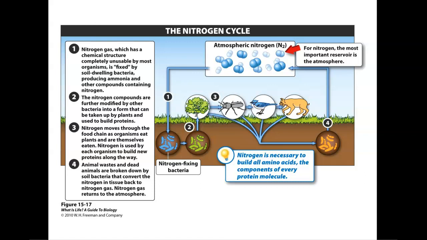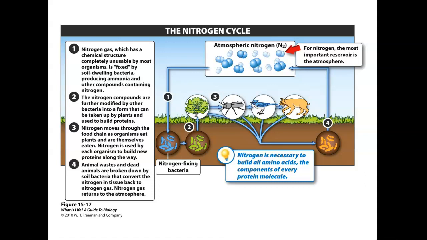This is going to occur in a 4-step process called nitrogen fixation. So nitrogen gas is going to be fixed by soil-dwelling bacteria, producing ammonia and other nitrogen-containing compounds. Nitrogen-containing compounds are further modified by other bacteria into a form that can be taken up by plants and used to build proteins.